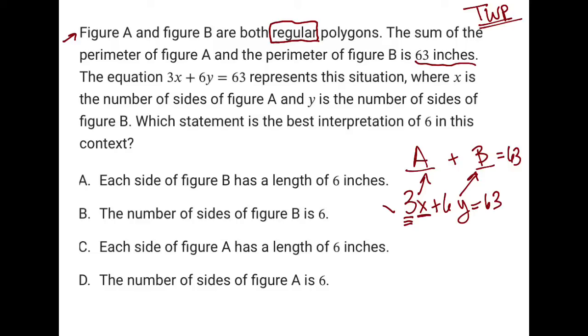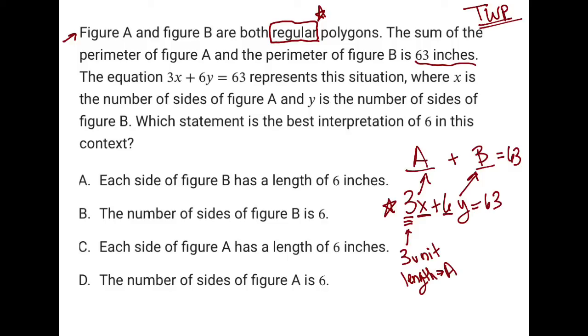Remember, this whole equation is about finding the perimeter, which again is just the sum of the lengths of the sides. And we know that all of the sides have the same length because that's what regular means. So this 3 must mean that every side length is equal to 3 units, right? So 3 unit length for figure A.